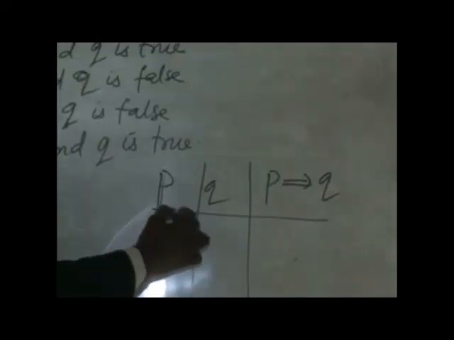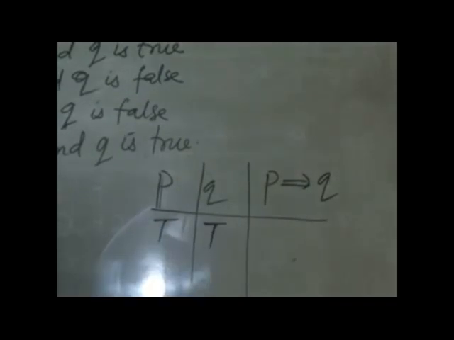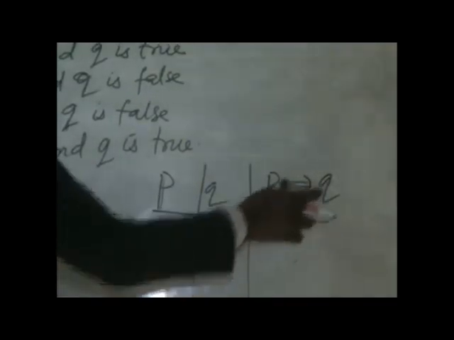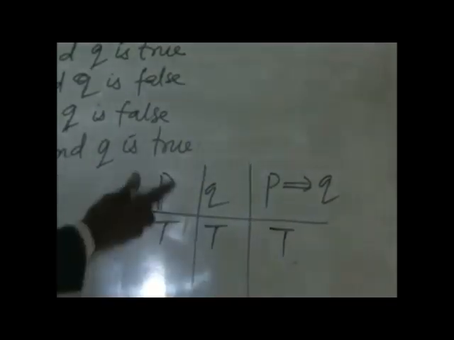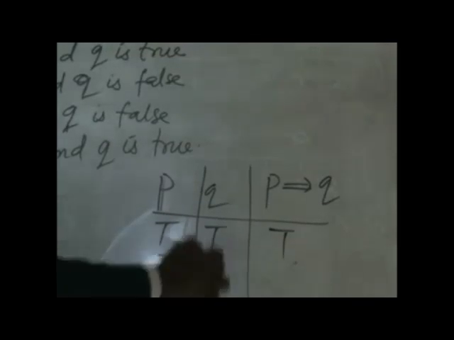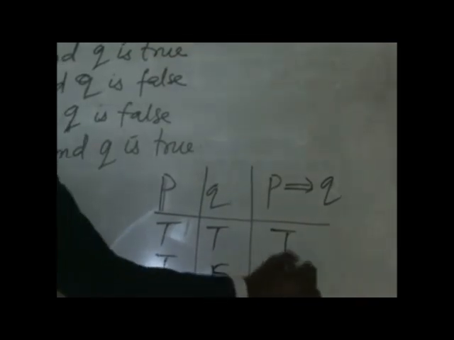You see, for instance, for this statement, P is true, Q is true. What will be the result of P conditional Q? It will be true. If P is true, Q is false, the conditional statement will be what? False. If this place is false, this place is true, it will be true. If this place is false, this place is false, it will be true. This is only for conditional statements.